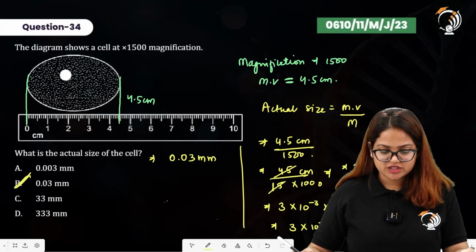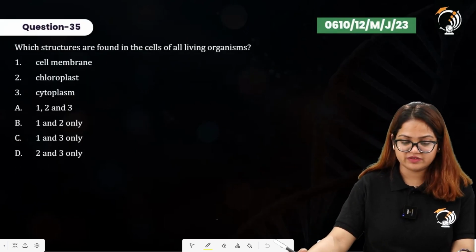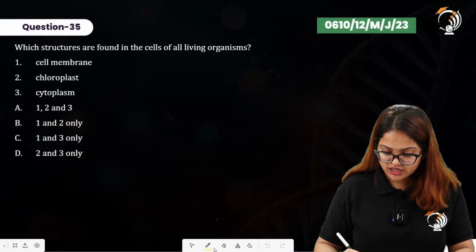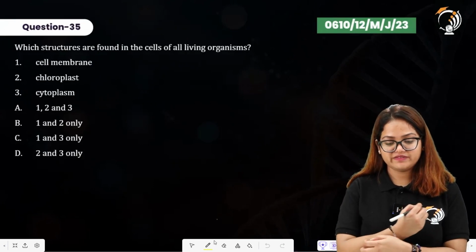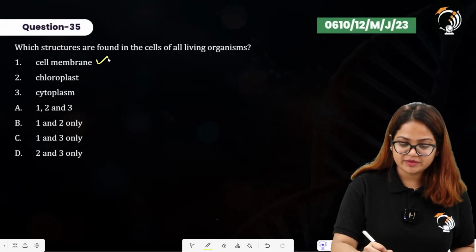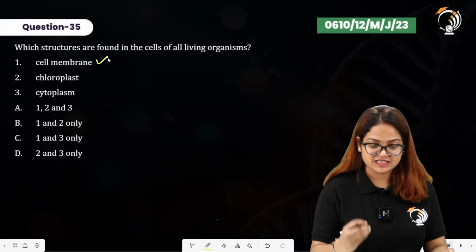Moving to the next question, that is question number 35, that says which structures are found in the cells of all living organisms. So cell membrane will be there in all living organism cells.